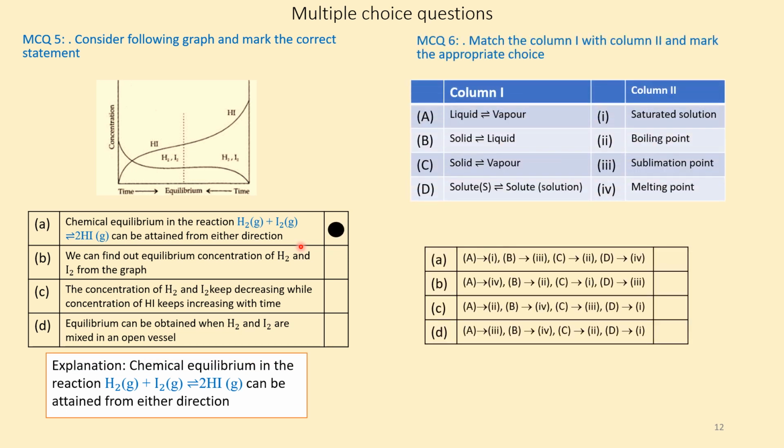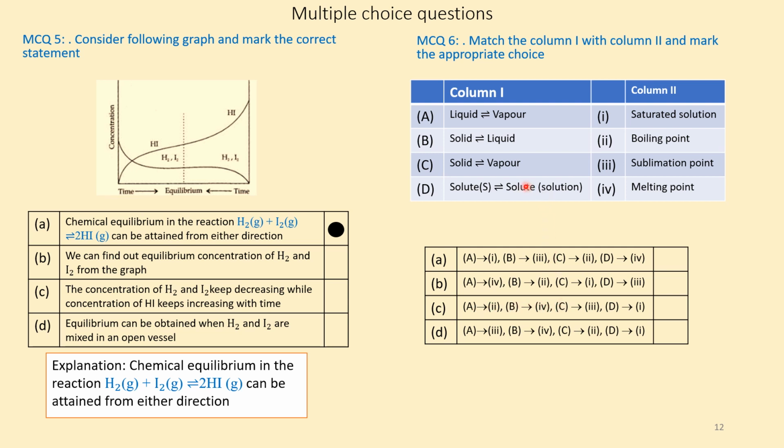Next question. Match column 1 with column 2 and mark the appropriate choice. Four options are given in this question. Column 1: A is liquid to vapor, B is solid to liquid, C is solid to vapor, and D is solute to solution. The choices in column 2 are saturated solution, boiling point, sublimation point, and melting point. Liquid to vapor happens at the boiling point, so A should match with 2. Here the option with 2 for A is only option C.